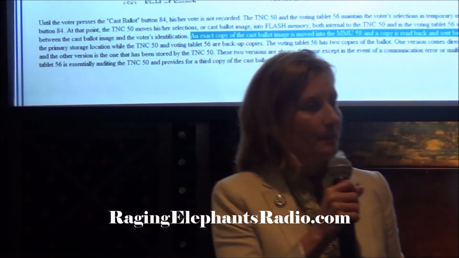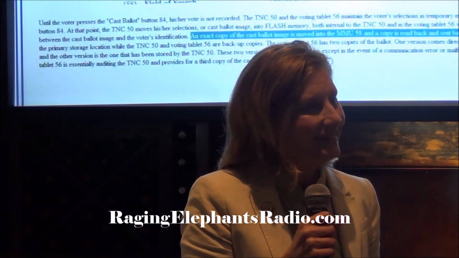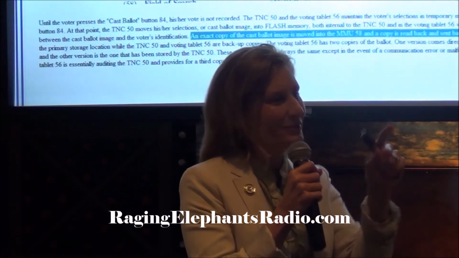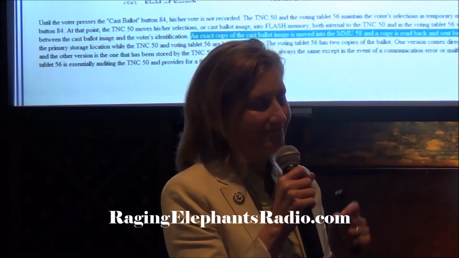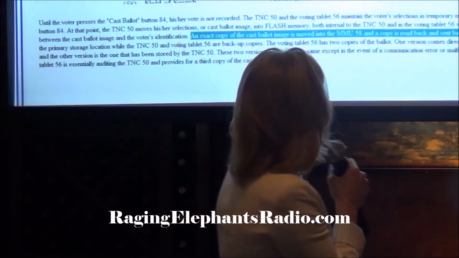Yes, sir. Am I reading right? That patent calls for storing 3 copies. Yes, sir. You got it. There's supposed to be 3 copies of that ballot image. That's right. Yeah. I'd be happy with 1.